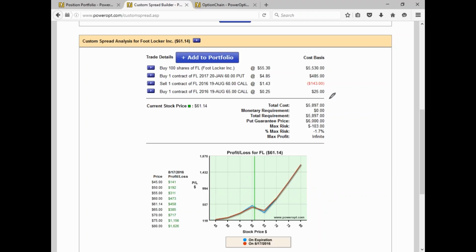This is my current position on Foot Locker going into earnings next week. And as I mentioned, the stock moved above 60. I haven't rolled it yet because I think it has the potential to pull back next week.